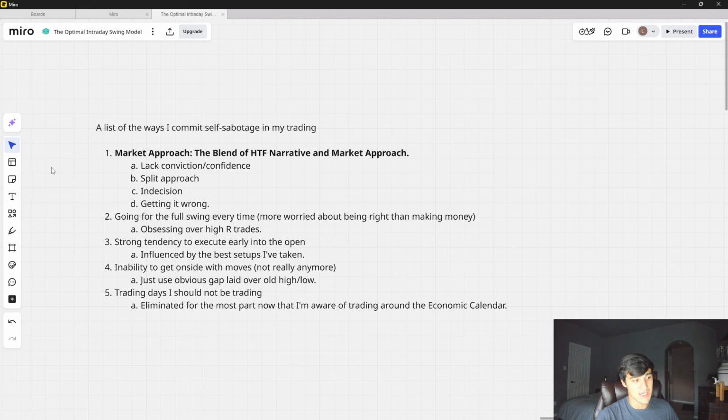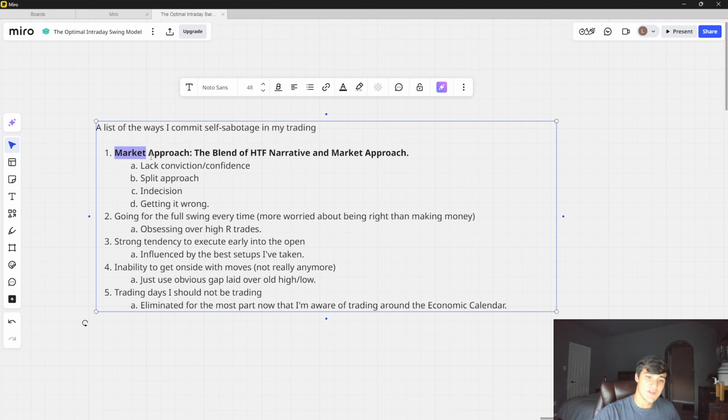The best setups that I've taken come in the first 10 minutes of market open, but only when a specific market criteria is present. And then the fourth thing is my inability to get on side with moves, which is not really a problem anymore. I've kind of eliminated this one. And the fifth one is trading days that I should not be trading, which I've also eliminated for the most part. So for the most part, it's just going to be these 2 right here.